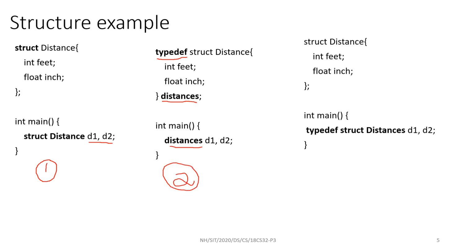Okay. The third way is like this. The structure is defined as usual, just like the first syntax. Now I'm going to create an alias name, typedef struct distance, distances. These are the alias names for distance. I can use d1 or d2. In my program I can use d1 that refers to distance. I can use d2 that also refers to distance. In that way, any syntax you can use, the first one, second one, or the third one, anything is okay.